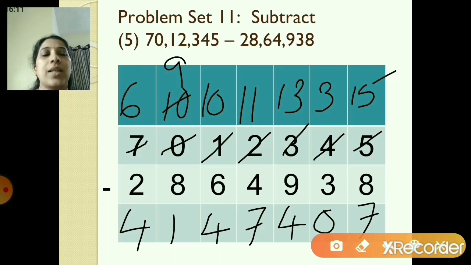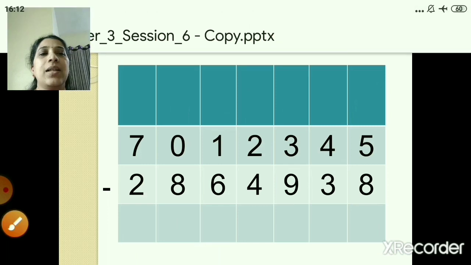So what is your answer? 41 lakh 47,407. Now let's take the last one.